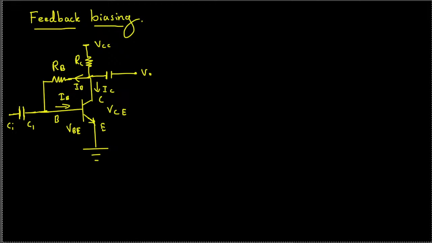Using BJT transistor. Here to do the feedback biasing, what we do is we connect a resistor between base and the collector. Okay, so let's mention that one right here. Biasing using collector to base feedback.